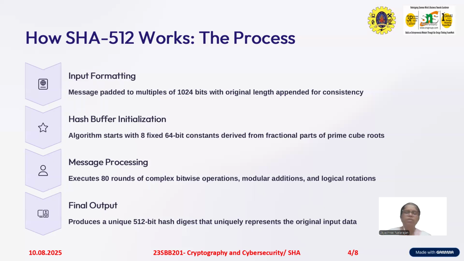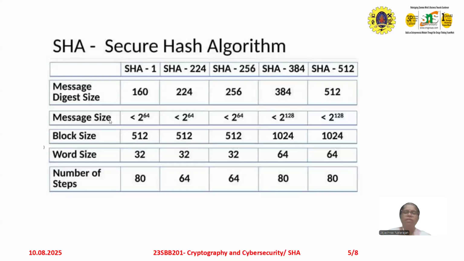Then messages are processed using 80 round functions, with bitwise operations, modular additions, and logical rotations. Finally, we get the message digest of 512 bits. Here are the different SHA algorithms for various input sizes and block sizes, and based on the input message and block sizes, the number of steps is decided. For SHA 512, there are 80 rounds of operations.